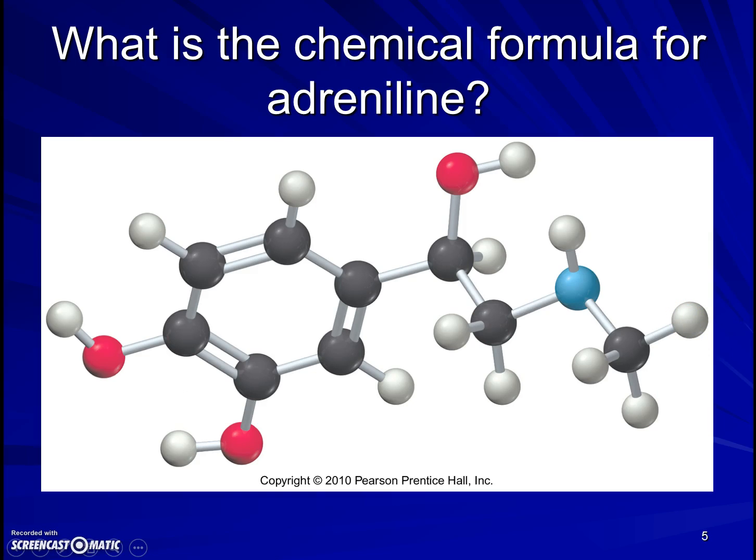So if I asked you to write the chemical formula for adrenaline, and we can work this out in class together, black represents carbon. Notice that bonds can be made that share more than one pair of electrons. Each line represents a pair. We have 6 carbons in the ring, 3 outside the ring, so C9. How many hydrogens do we have? 1, 2, 3, 4, 5, 6, 7, 8, 9, 10, 11, 12, 13. C9H13O3N, if I counted those correctly, and we can double check that in class.